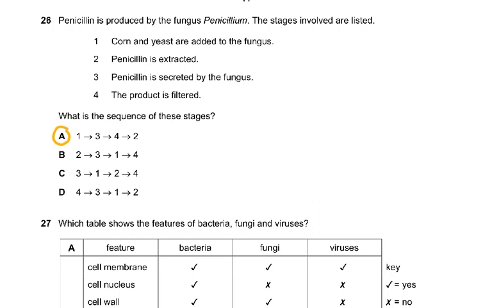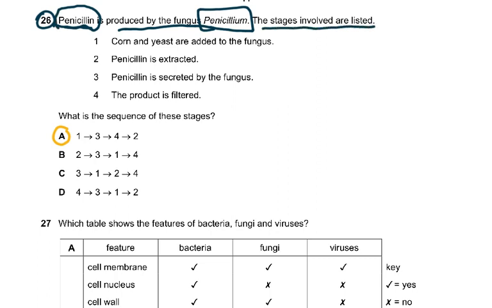Question 26. Penicillin is produced by the fungus Penicillium. The fungus name is Penicillium. The name of the antibiotic is penicillin. The stages involved are listed. Corn and yeast are added to the fungus. Penicillin is extracted. Penicillin is secreted by the fungus, and the product is filtered.